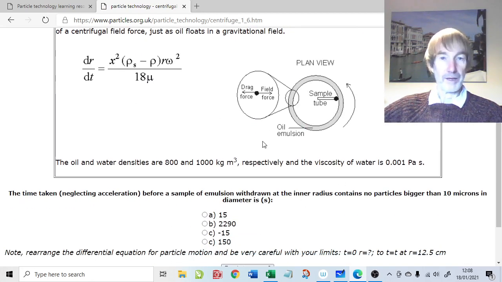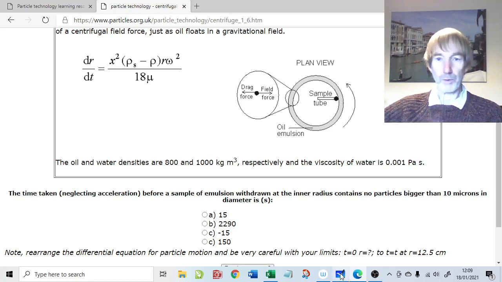Okay, now here comes the question. This is the equation we need to integrate. We know the upper limit is 12.5 for the radial position. The lower limit would be 15. That's because we're looking for the removal of all the drops between the outer radius and the inner radius. So the last drops to be removed from the system will be the ones that sit initially at that outer radius and take the time to travel across and to get into the sample tube.